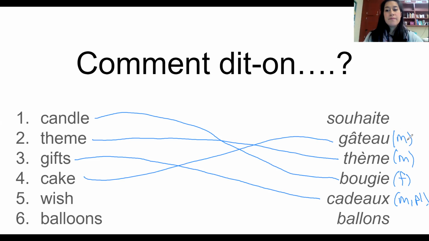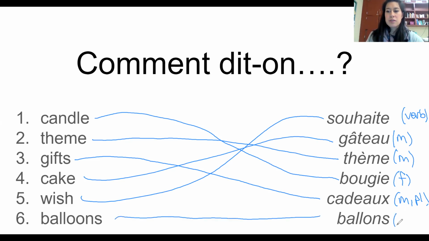Wish, classe, est-ce que wish, c'est sweat ou ballon? C'est sweat. Sweat, oui, on prononce sweat. Alors, sweat, c'est un verbe. Je souhaite. Je te souhaite, je souhaite, tu souhaites, il ou elle souhaite. Et alors, le dernier, c'est ballon. Et je pense que ballon, c'est masculin, mais aussi c'est pluriel, les ballons. Voilà.